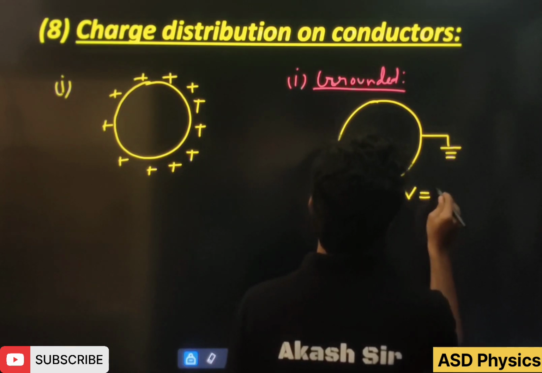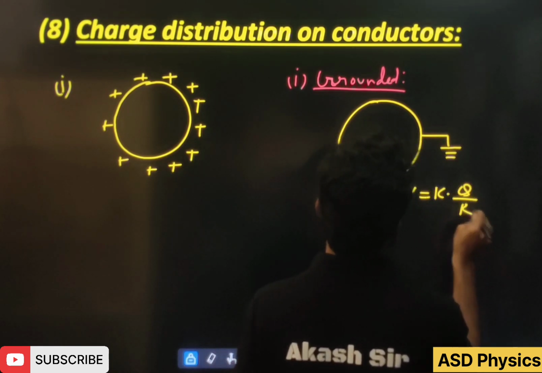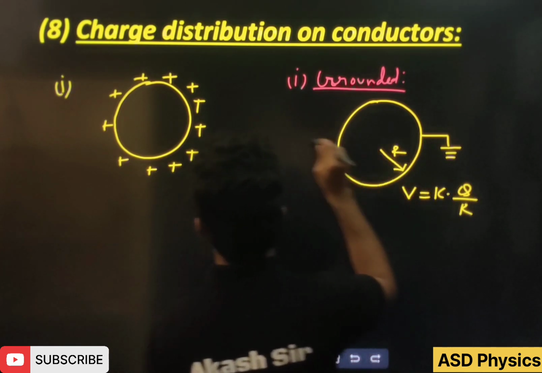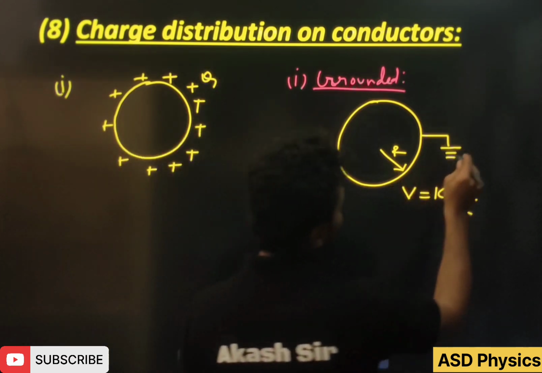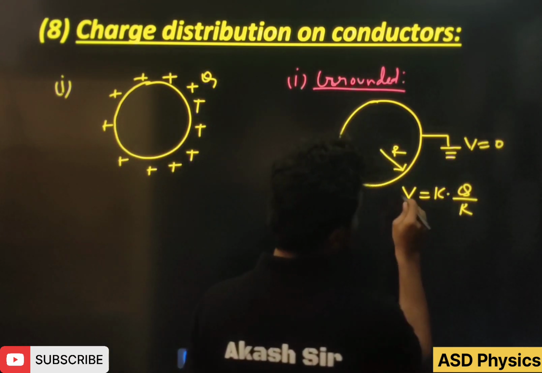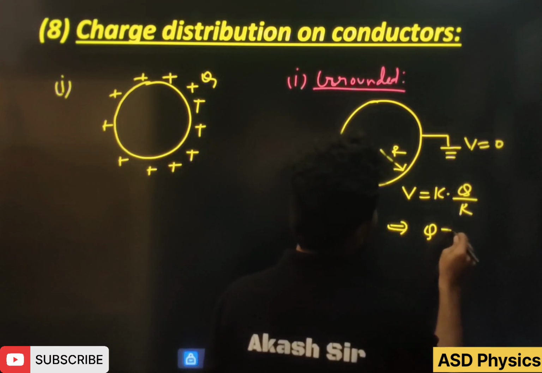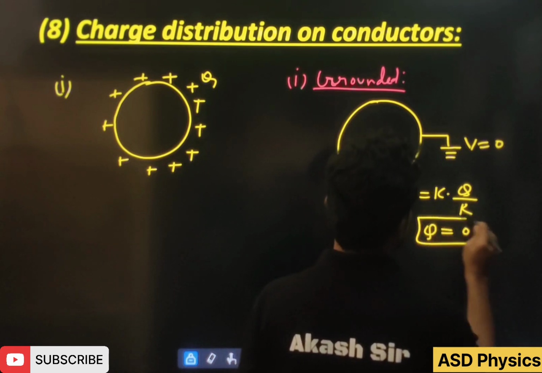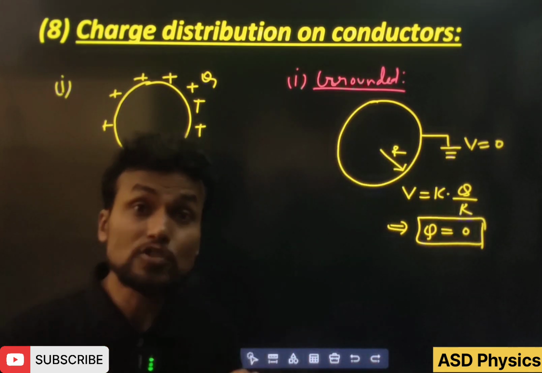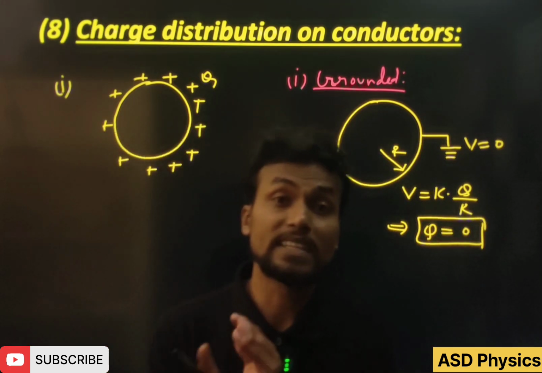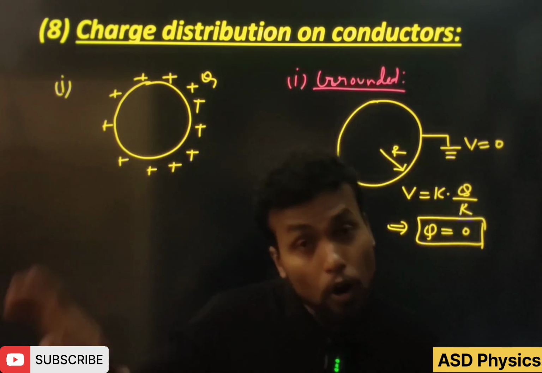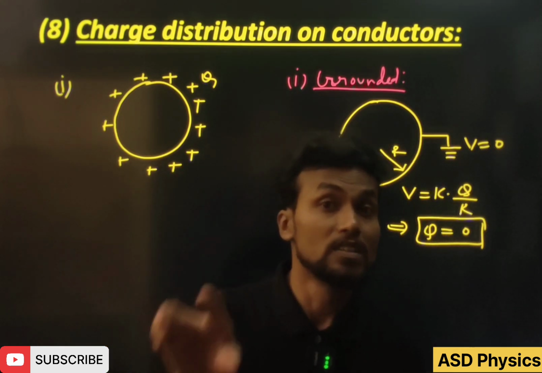You know very well, V equals K into Q by R. Here Q is there. So the moment we make it grounded, V will be how much here? 0. So the moment V is 0, Q will be 0. That means when an isolated conductor is connected to the ground, all the charge will go into the ground.